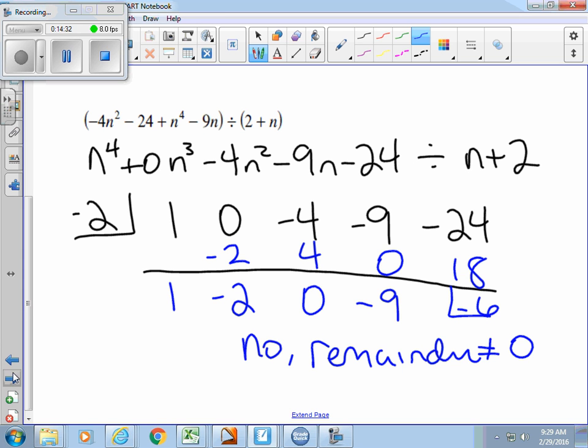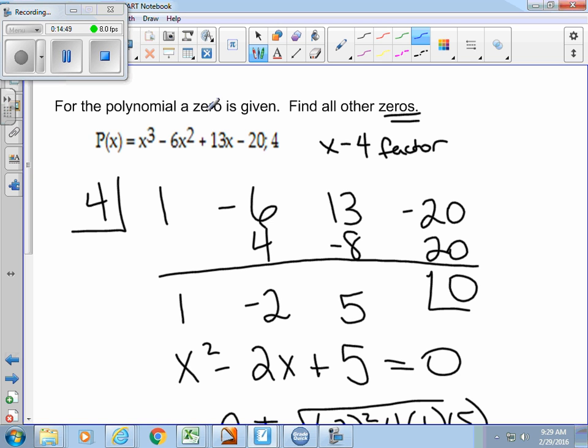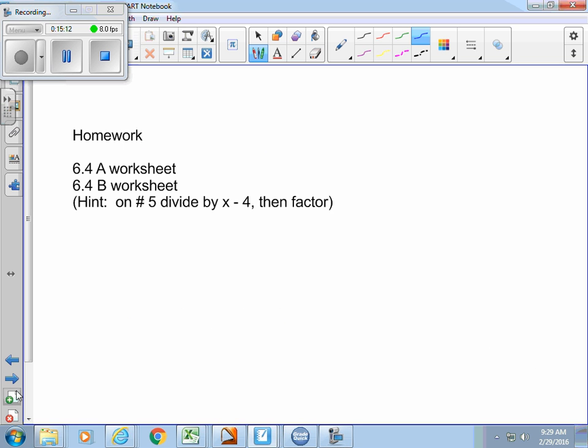Any questions about that? Yes. Not necessarily, it depends. What's the question asked? Here's what you know, Michaela. If it says a 0 is given, then it better be 0 because that means this is a fact. If 4 is a 0, isn't x minus 4 a factor? So you know it is a factor. That's the only time you know it's going to be 0, if you know you have a factor. Any questions about those? Okay.